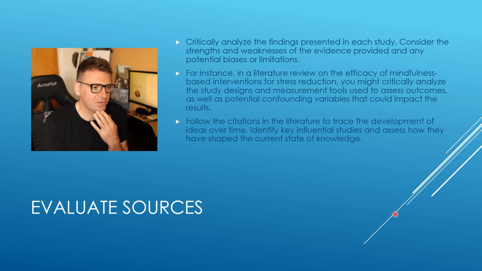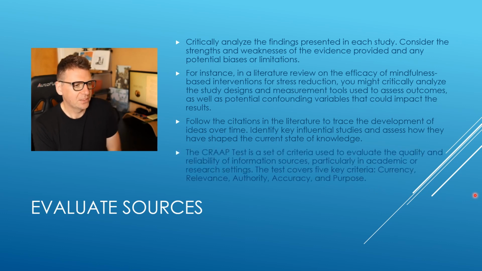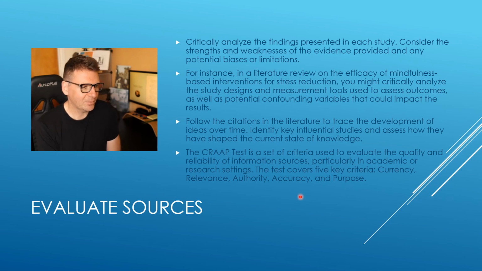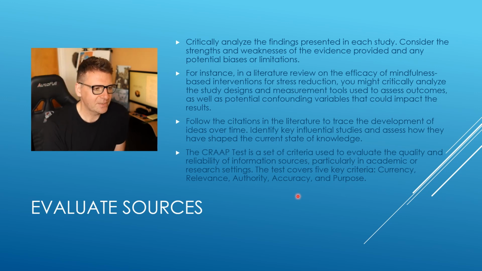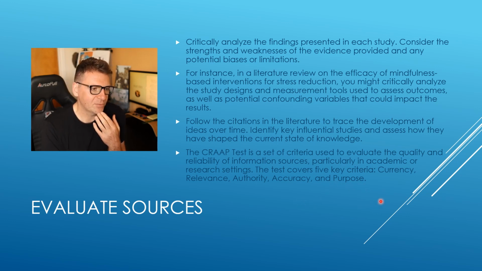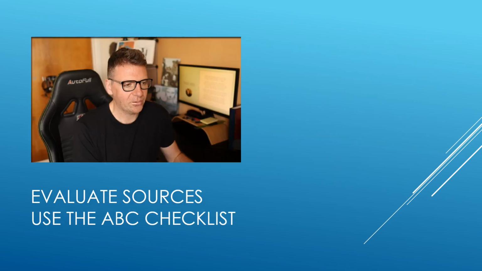Follow the citations in the literature to trace the development of ideas over time. So this is sort of what I was saying about checking people's bibliographies. Identify key influential studies and assess how they have shaped the current state of knowledge. So the lovely named CRAP test. Okay, so you've probably seen this a few times if you're doing a systematic review. So it's a set of criteria used to evaluate the quality and reliability of information sources, particularly in academic or research settings. The test covers 5 key criteria: currency, relevance, authority, accuracy, and purpose.